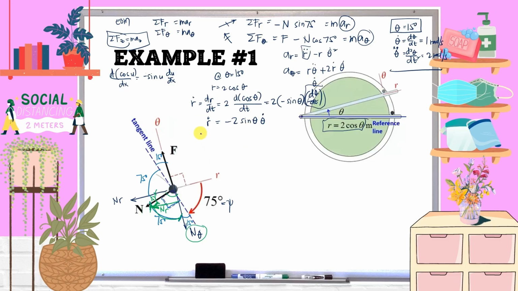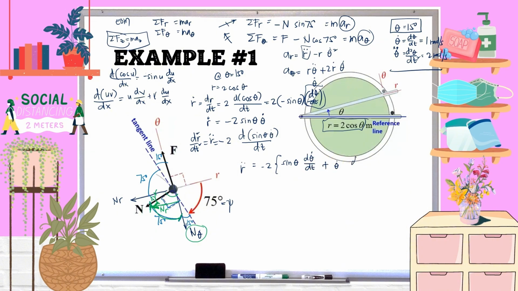Next, we can now solve for r double dot. How do we solve for r double dot? That would be negative 2 times the derivative of sine theta theta dot with respect to dt, since this is the second derivative of r with respect to time. So we will apply the product rule from calculus. This will be the derivative of ub, so u db over dx plus b du over dx. So r double dot will be negative 2 sine theta d theta dot over dt plus theta dot times the derivative of sine theta over dt. So simplifying r double dot, we will have negative 2.